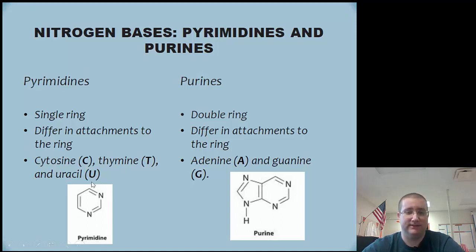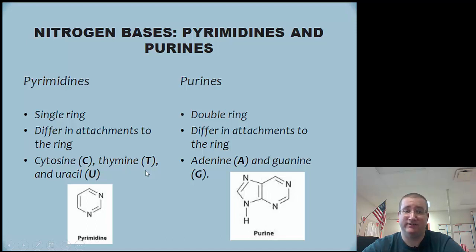Pyrimidines are single nitrogen rings, and examples of pyrimidines are cytosine, thymine, and uracil. So there's only one ring shape for that nitrogen base. Comparing that to purines, which have this double ring shape, this double nitrogen ring, which are adenine and guanine. And you can see that every one pyrimidine bonds to one purine. Cytosine is a pyrimidine, and it will bind to the purine guanine. Thymine is a pyrimidine, which will bind to the purine adenine.